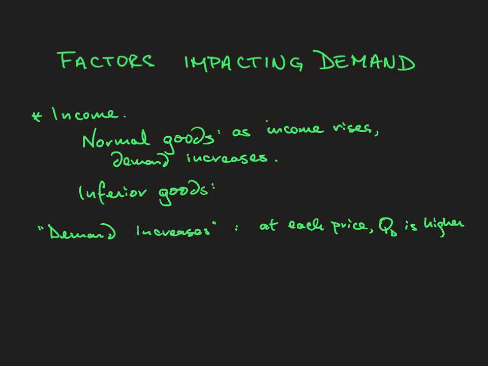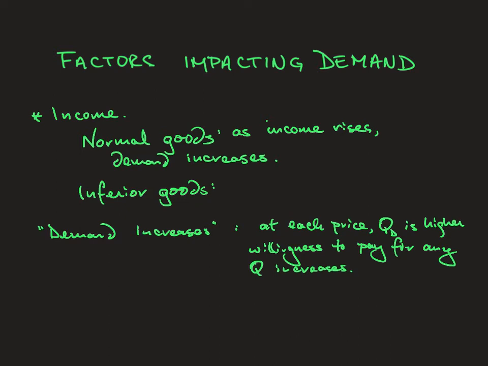It also means that willingness to pay for any quantity increases. So if previously you were willing to buy a hamburger for $7, when your demand increases, you would be willing to pay $8 for that same hamburger. Okay, so normal goods, as income rises, demand increases. This is most things. Most things, if you had more money, you would purchase more of them.